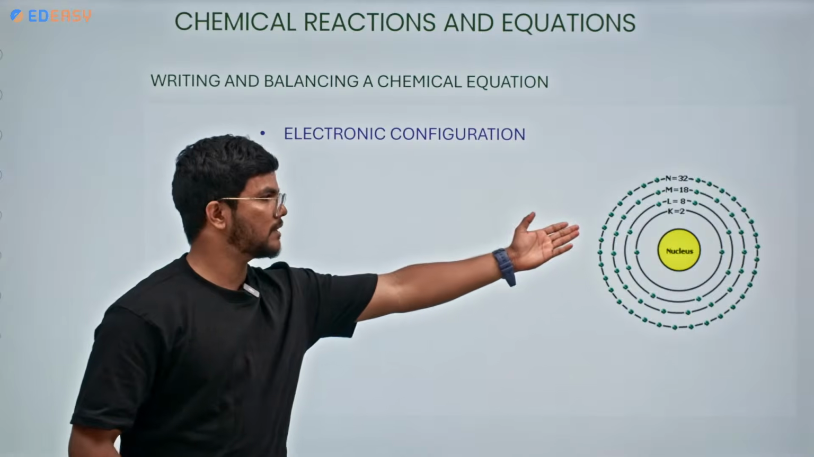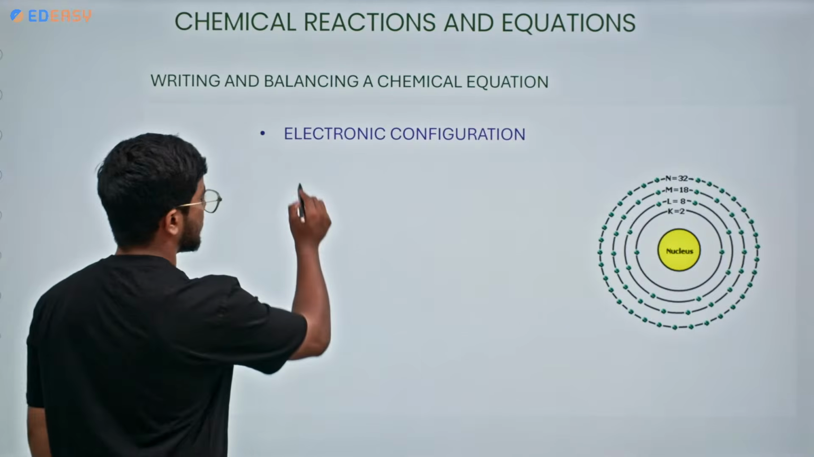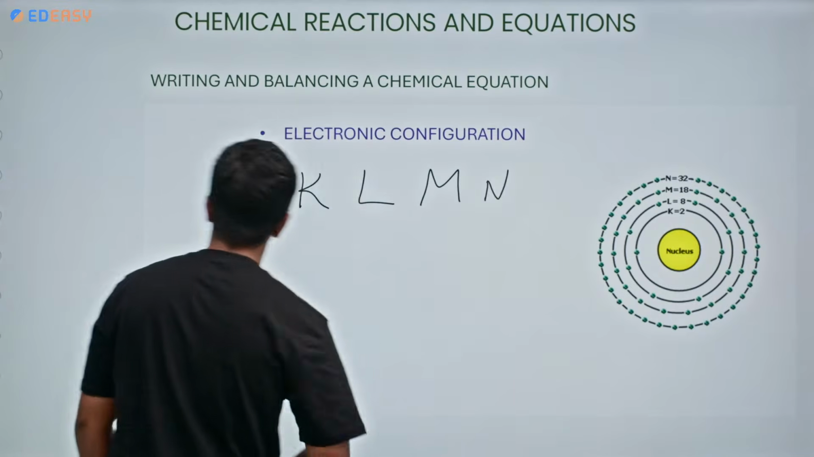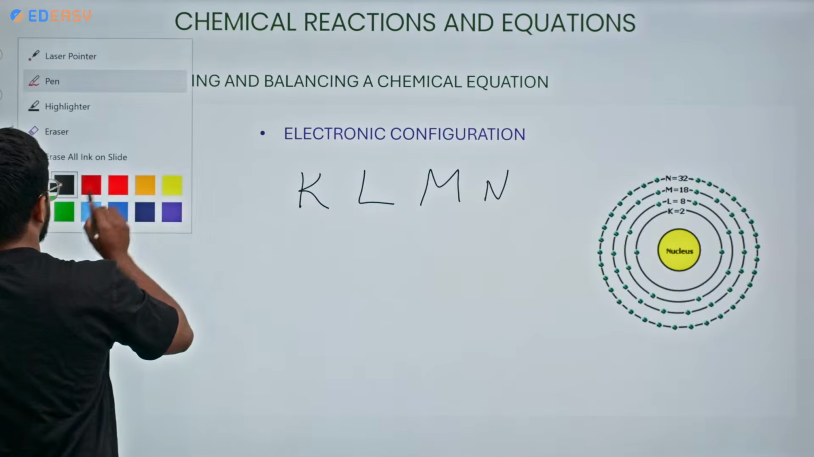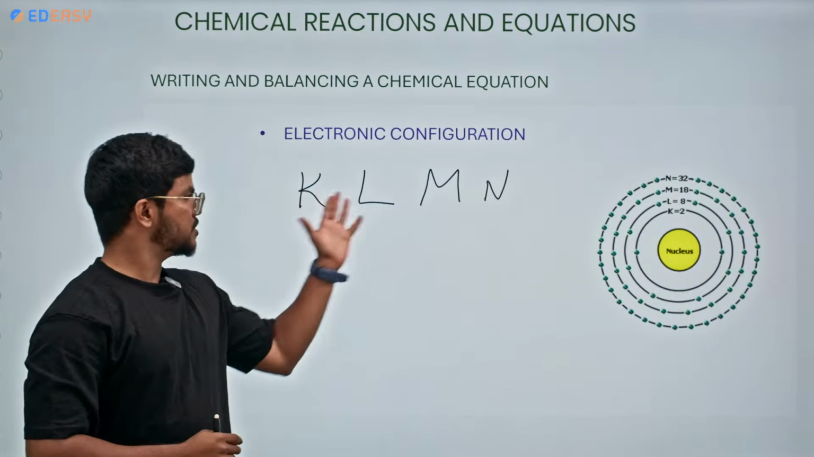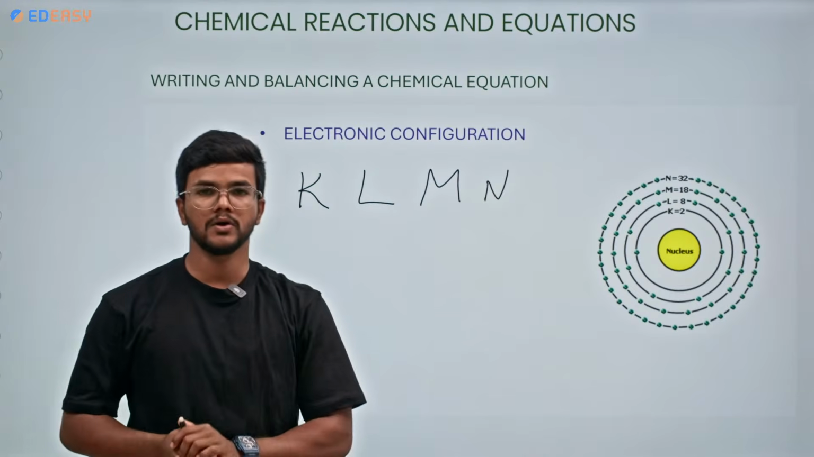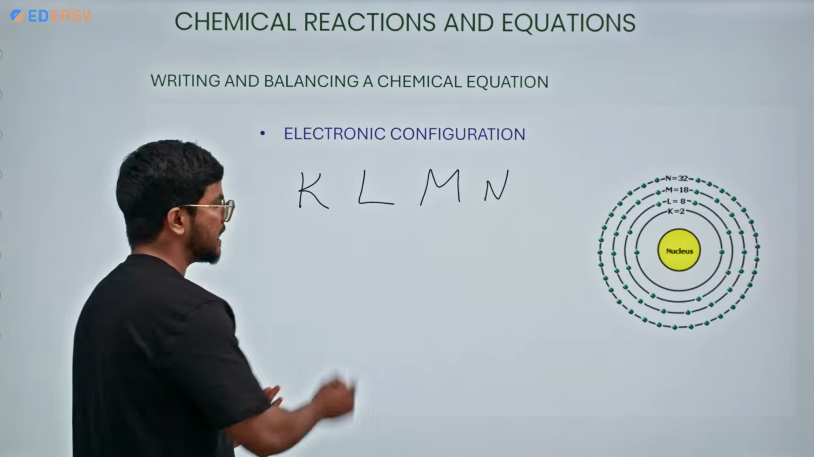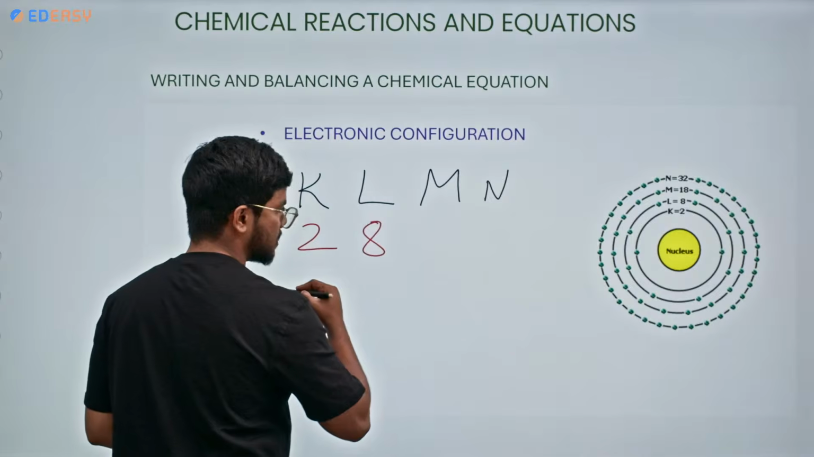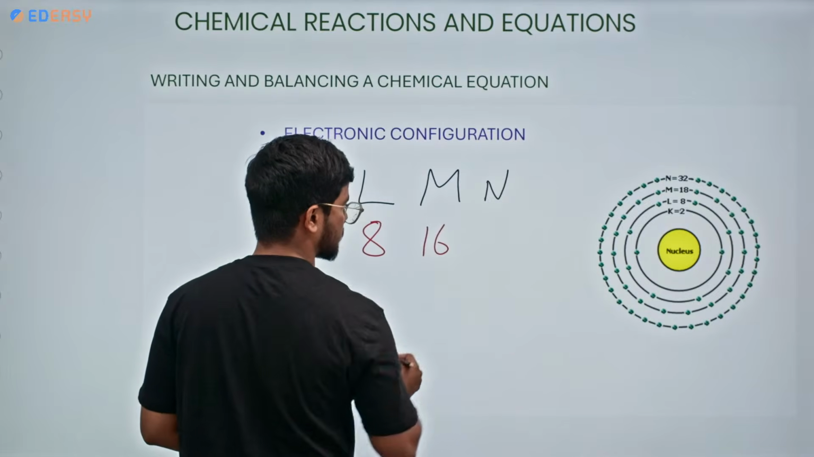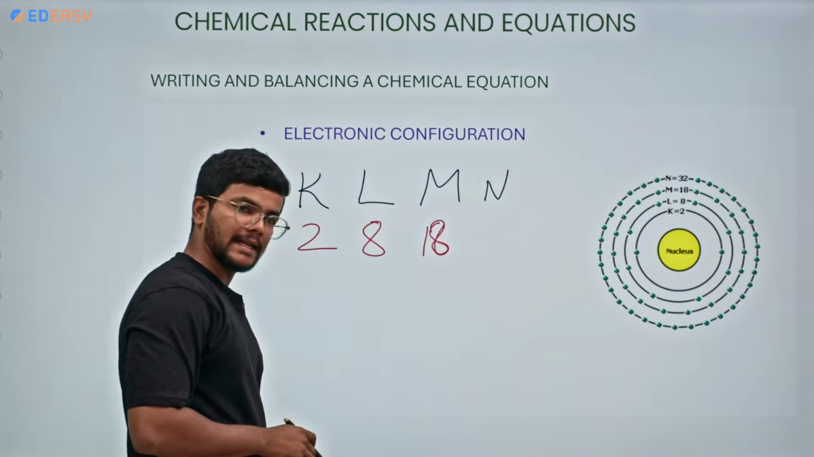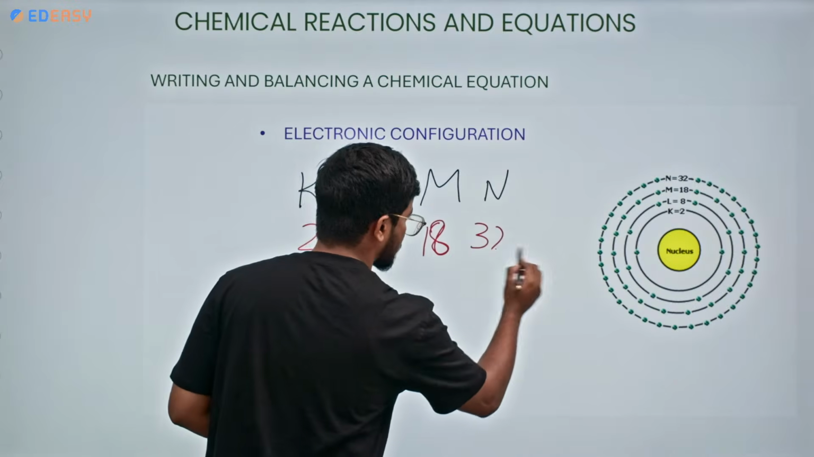Yes, it's already given. That is nothing but the K, L, M and N shells. The number of electrons that can be filled in the respective shells K, L, M, N: in the K shell we can fill 2 electrons, in L 8 electrons, in M, let me correct it, 18 electrons, and in N 32 electrons.